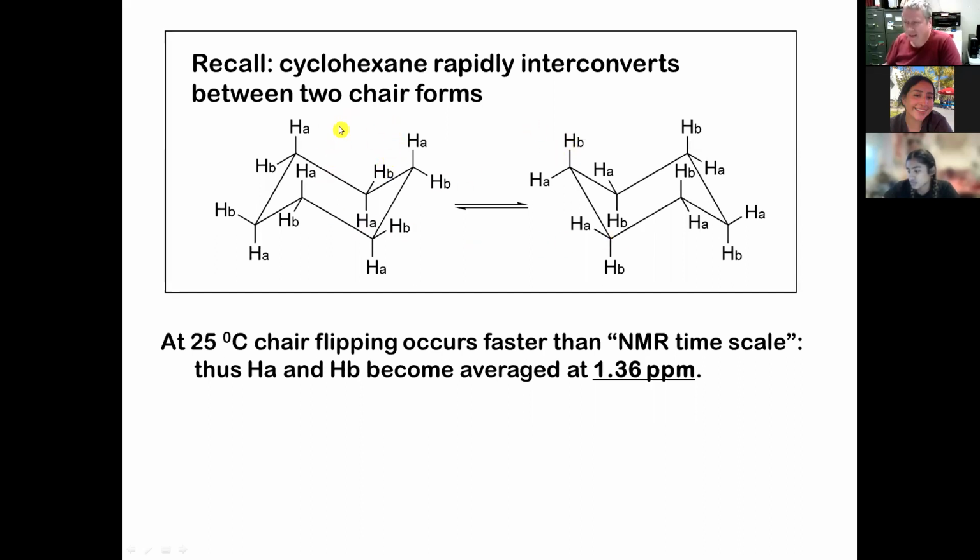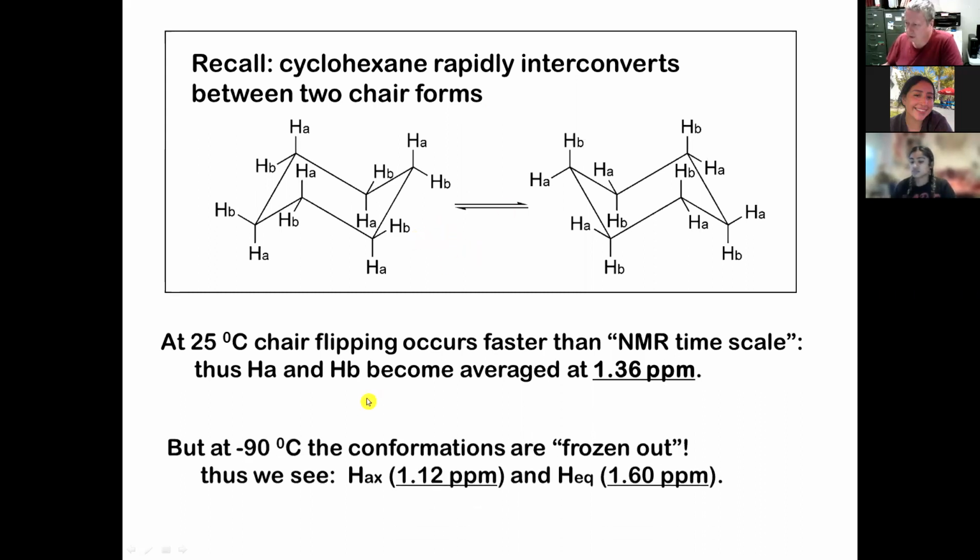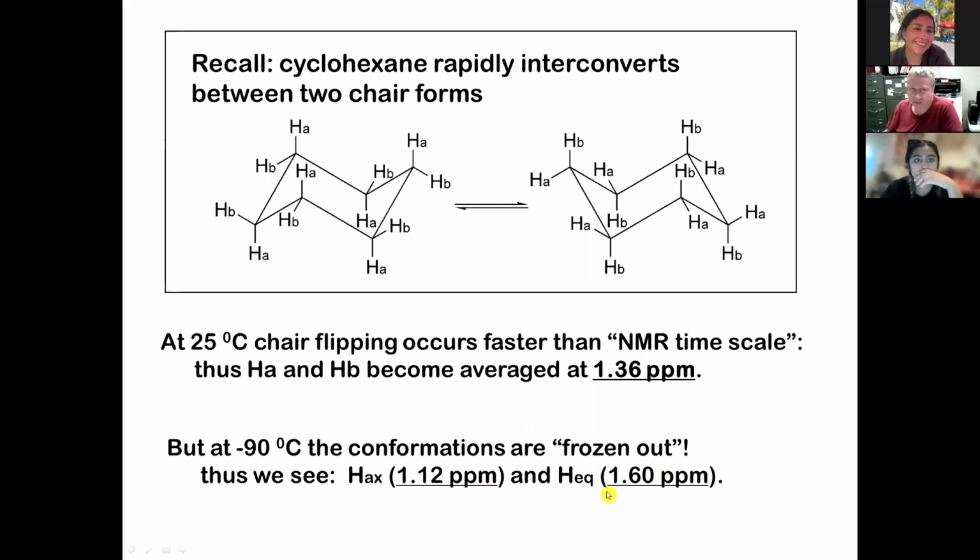If you do that, it freezes these out, and they actually do have slightly different chemical shifts, which is just a little trivia point in NMR. So at negative 90 degrees Celsius, the conformations are frozen out, and then we actually get 2 different protons, the axial and the equatorial.